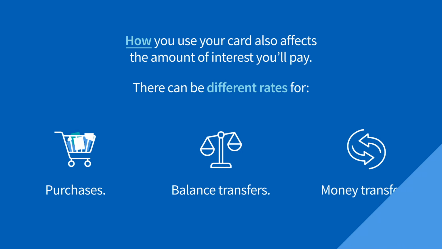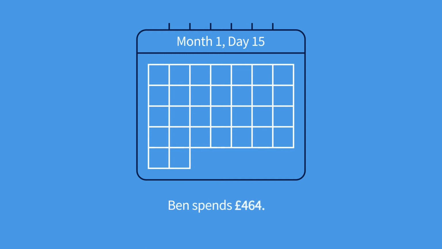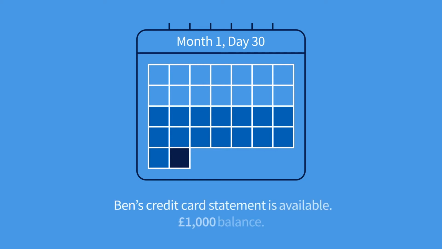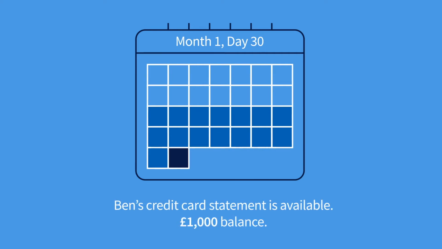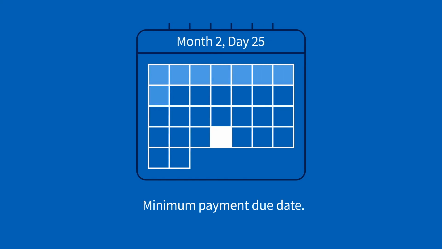So, let's say Ben has a simple annual rate of 20% on his credit card purchases. Ben spends £1,000 on day 15 of the first month he has his new credit card. On day 30, his first credit card statement is ready. It shows Ben that he has until the 25th of the following month to make his minimum payment of £25. Ben then pays only his £25 minimum payment on that due date.